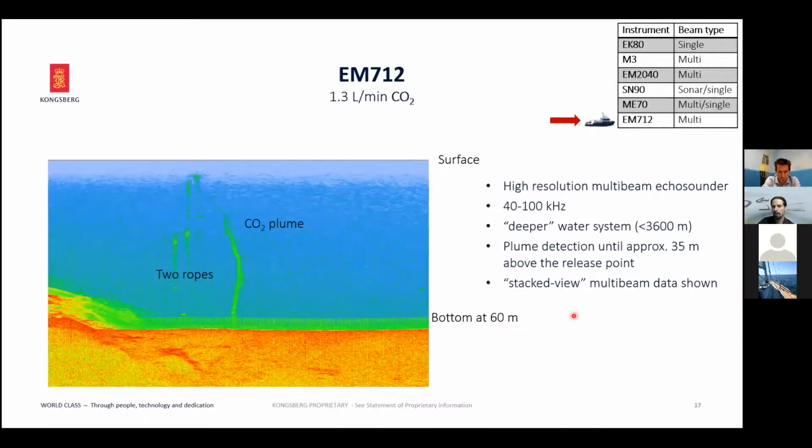And finally, we conclude with a stacked image obtained with the EM712, which is, as mentioned before, a deeper water system usually used for bathymetric measurements. We basically have a stacked view here, so every small line that you see is one measurement, and the vessel has moved over the plume. We see here the plume as well as some other features in the water column, and again, surface and the bottom at 60 meters. This image was recorded with 1.3 liters per minute of CO2 gas release.